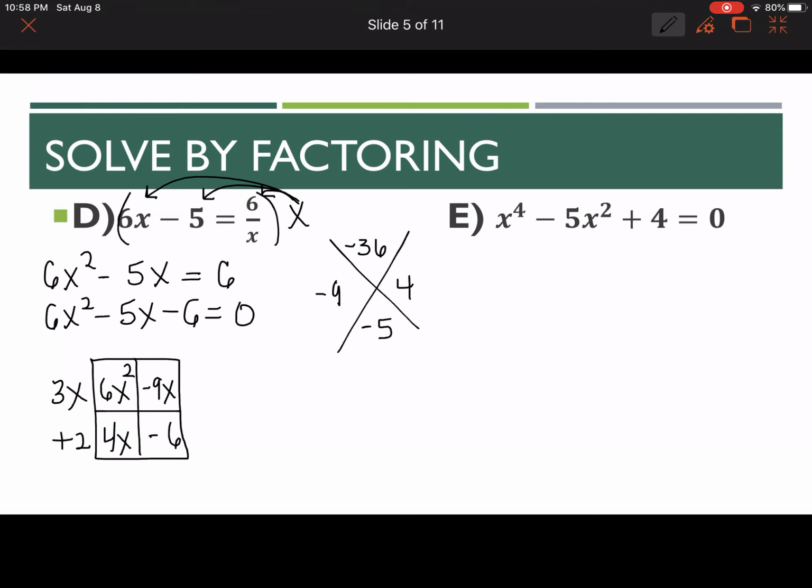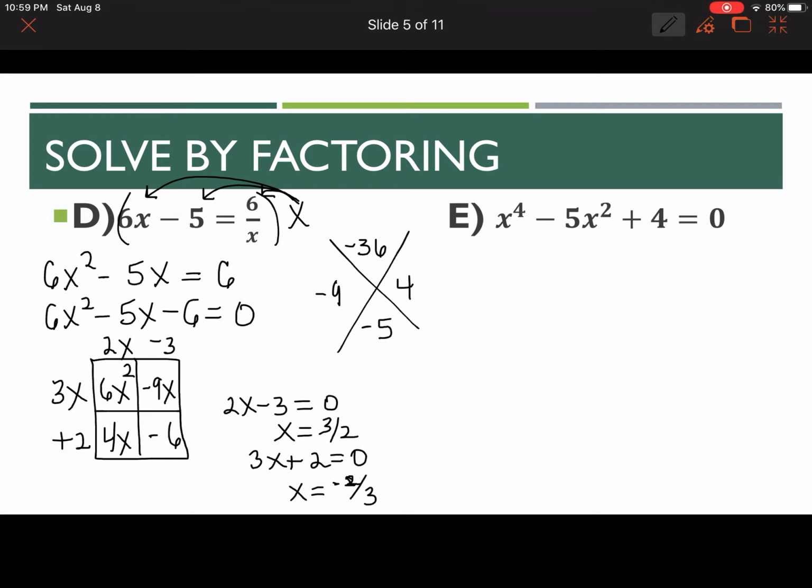In my first column, it is 2x. In the second column, it is negative 3. So that means that the factors are 2x minus 3 and 3x plus 2. So our solutions are 3/2 and negative 2/3. And that is a 2.